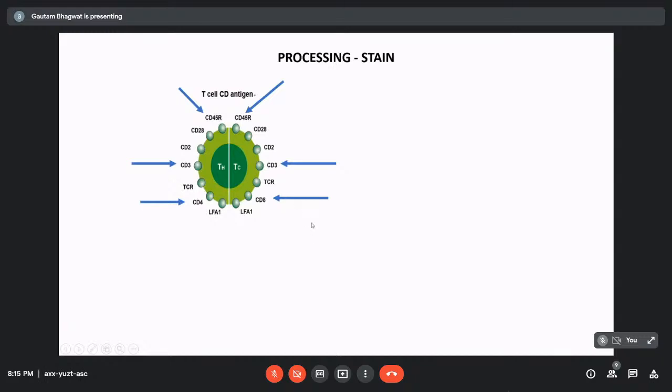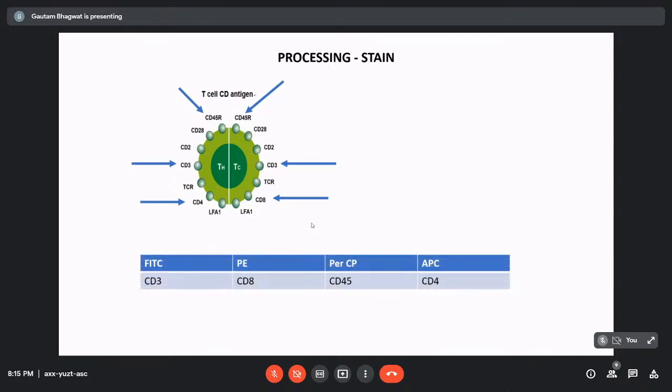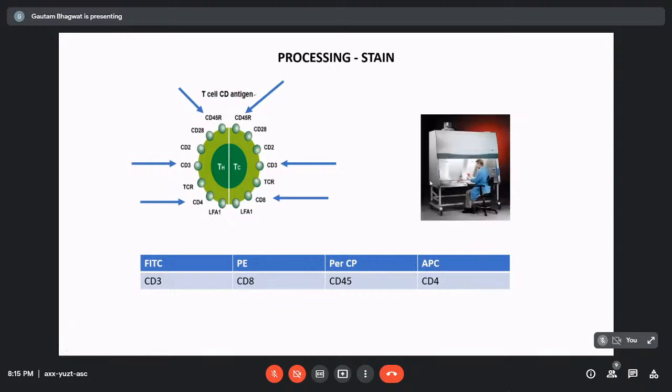So for this, I first want to put on the fluorochromes. Now I decide a panel and link anti-CD3 with FITC, anti-CD8 with PE, anti-CD45 with PerCP, and anti-CD4 with APC. Then the technicians put all these stains into the sample.